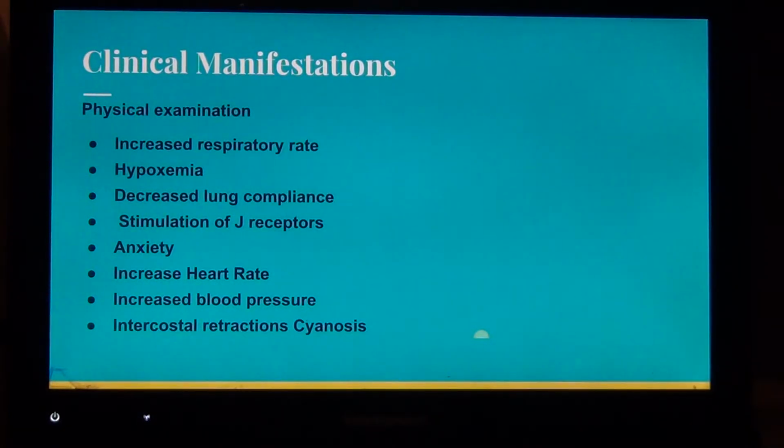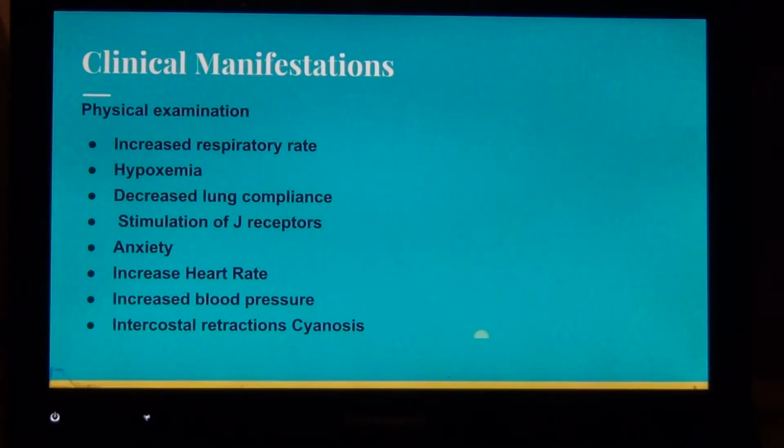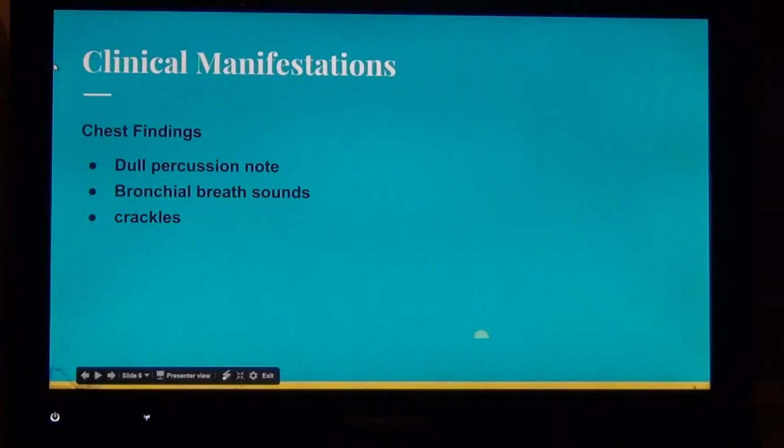Clinical manifestations for the physical exam: an increased respiratory rate, hypoxemia, decreased lung compliance, and stimulation of the J receptor. The patient is going to have anxiety, an increased heart rate, an increased blood pressure, intercostal retraction, and they're going to be cyanotic. Clinical manifestations for chest findings: they're going to have a dull percussion note, bronchial breath sounds, and you're going to hear a lot of crackles.